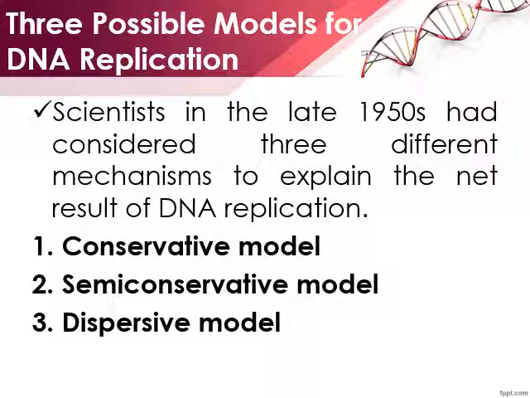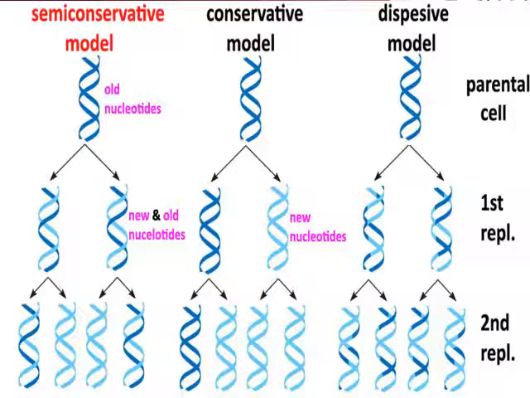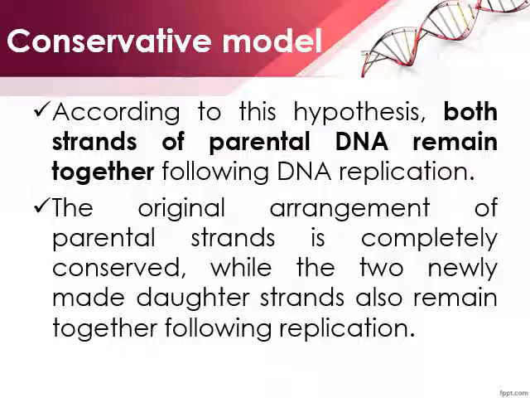So there are three possible models for DNA replication. So we have the conservative model, the semi-conservative model, and the dispersive model. So we'll tackle each one of them. So for the conservative model, both strands of the parental DNA remain together following the DNA replication. So the original arrangement of the parental strands is completely conserved, while the two newly made daughter strands also remain together following replication.